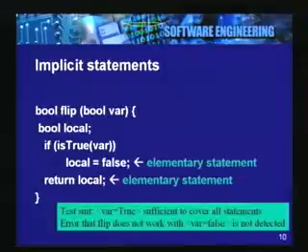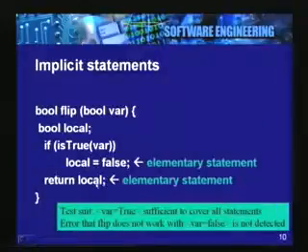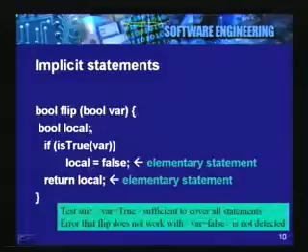So, you have declared a Boolean local variable. What you are saying is that if var, whatever comes in, is true, then first assign false to local and return local. This is just an example. Now, you have two elementary statements here: one assignment statement and the return statement. So, local equal to false is one elementary statement, and return local is another statement.